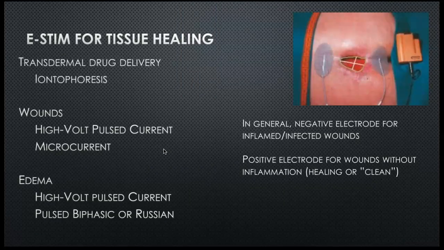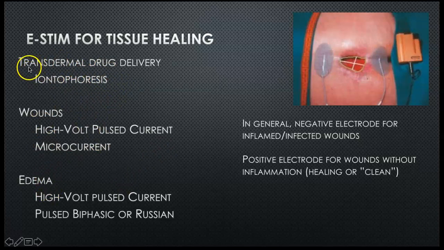All right, now we're moving into the third major category of why you use e-stim, right? We did e-stim for muscle contraction. We did e-stim for pain. Now we're going to look at different types of electrical stimulation to promote tissue healing. So there's three major categories within tissue healing.